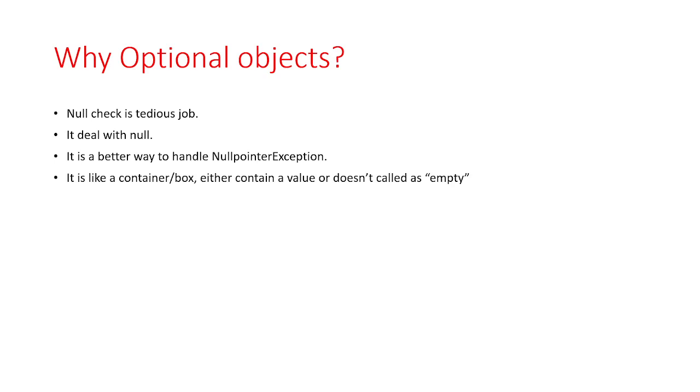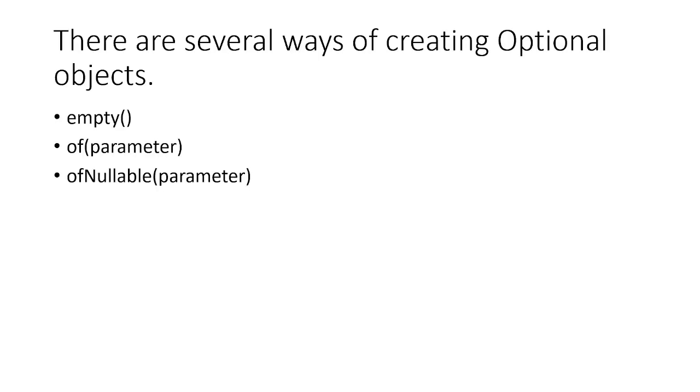It's like, suppose in a container or a box we have a value, and we are checking it. If it is there, we return that value. If it is not there, we don't throw any exception, we just return empty, something like that. We can create this Optional object by using the empty method, the of method, or the ofNullable method.